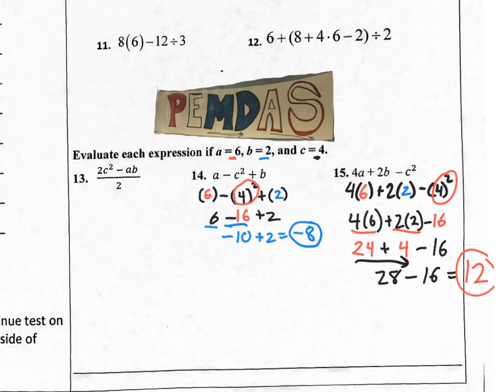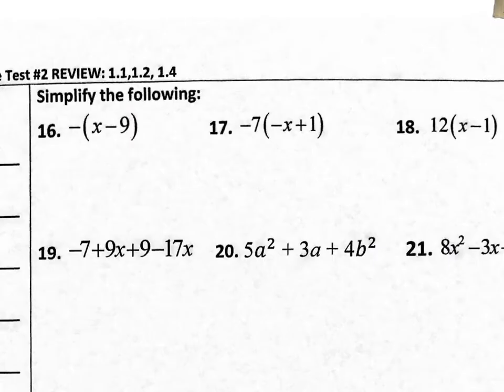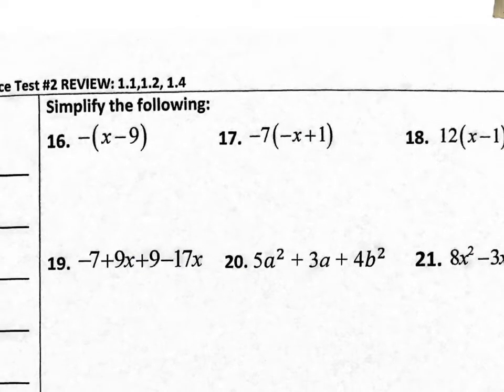Let's flip over our paper and continue with the back side, which is simplifying using distributive property and combining like terms. Okay, so number 16 is distributing a minus sign. So you're going to take that minus sign and distribute it to the x. That's going to give you a negative x. Distribute it to the negative 9, and that'll give you a positive 9. And ladies and gentlemen, we are done.